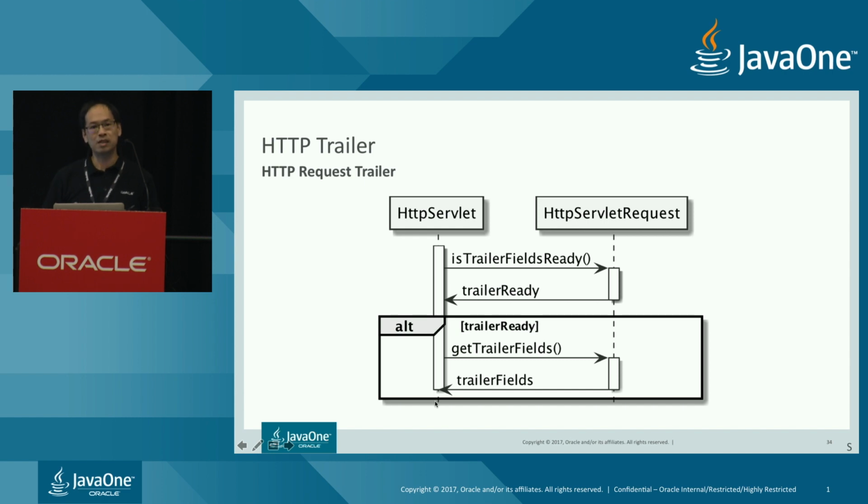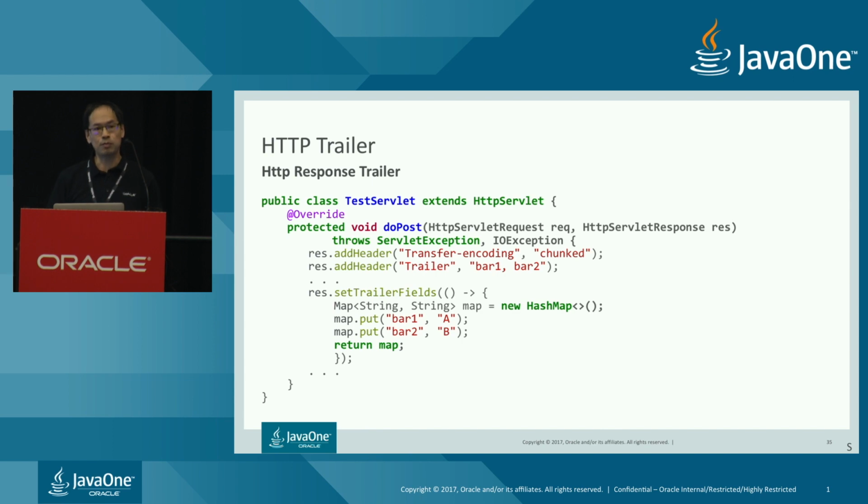Now, having said that about the request side, we have the response. On the response, as I mentioned before, you just have a setTrailerField API, and in here you will pass a supplier. The supplier will be a Lambda expression in this case. They will create a hash map, and then they populate the object here. Now, if you use JDK 9, there is a new feature called Map.of. You can actually simplify the expression here. I'll let you find out in the Javadoc, or you go to a JDK 9 talk, they will tell you.